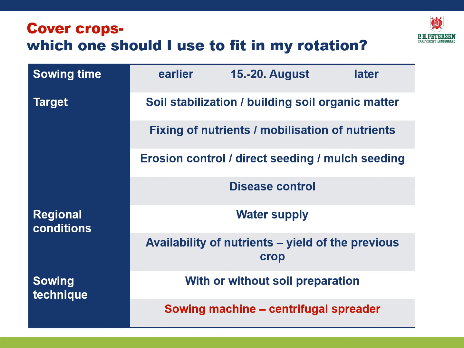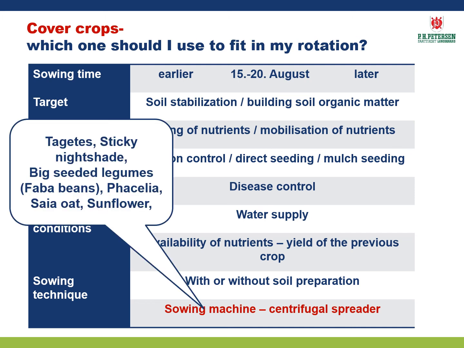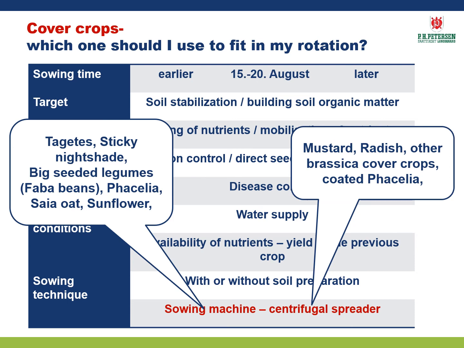Some are asking also about the sowing technique. There is the possibility of sowing machine or centrifugal spreader. Tagetes, sticky nightshade, big seeded legumes, phacelia, Saia oat and sunflower need a sowing machine, and mustard, radish, other brassica crops and coated phacelia are able to be sown with centrifugal spreader.